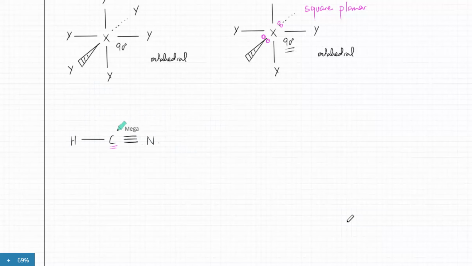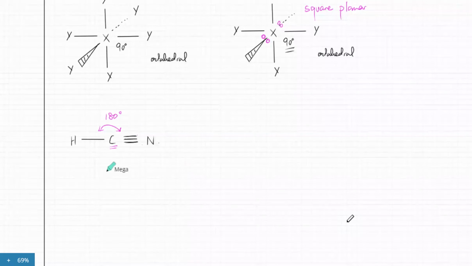So carbon is in group 4. So it has 4 electrons. So 3 electrons shared over here on the right side, 1 electron shared over here. So there are no lone pairs. There's nothing left. So it's just 3 bonds and 1 bond over here. So the shape is going to be linear. It's going to be 180 degrees. So you've got 2 pairs of bonds, a triple bond on one side and a single bond on the other side. This one is going to be 180 degrees.